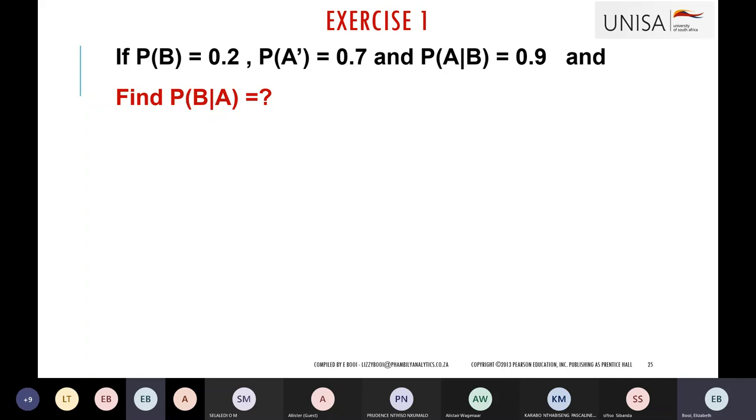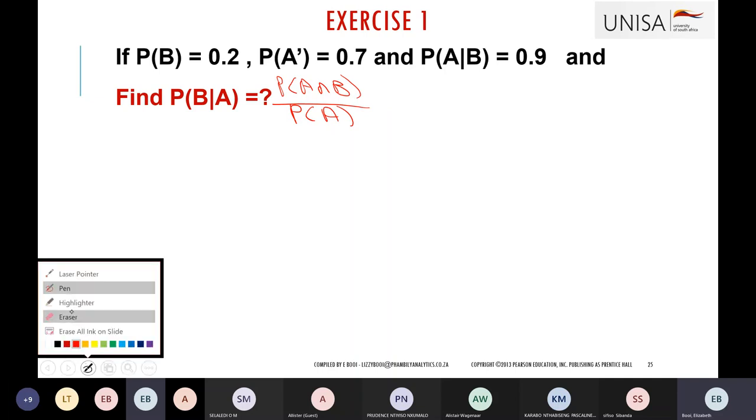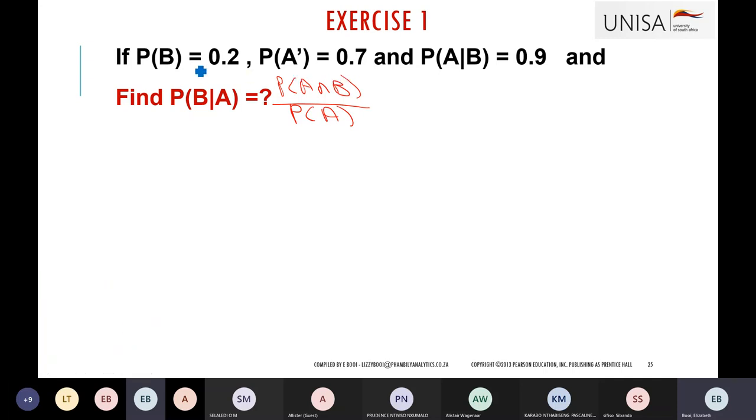Finding the probability of B given A is given by the probability of A and B divided by the probability of A. Now, if those are the things that we need to answer this question, we need to go back to our statement and ask ourselves questions. What is it that we are given here? Are we given the probability of A and B? No, we do not have that. Are we given the probability of A? No, we do not have that. But we are given the probability of A complement, so it's easy for us to find the probability of A, because the probability of A is 1 minus the probability of A complement. Since the probability of A complement is 0.7, therefore this will be 0.3. So I have that answer.